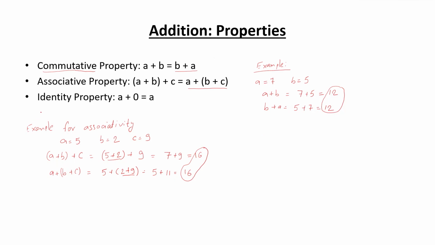Now, identity property. Identity property is if you add 0 to any number, you will get the number as it is. For example, let's see one example.